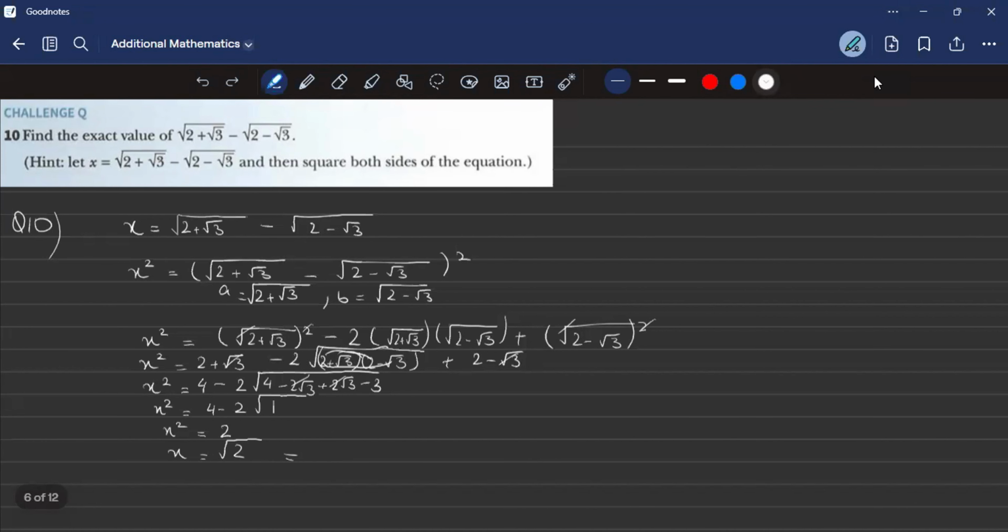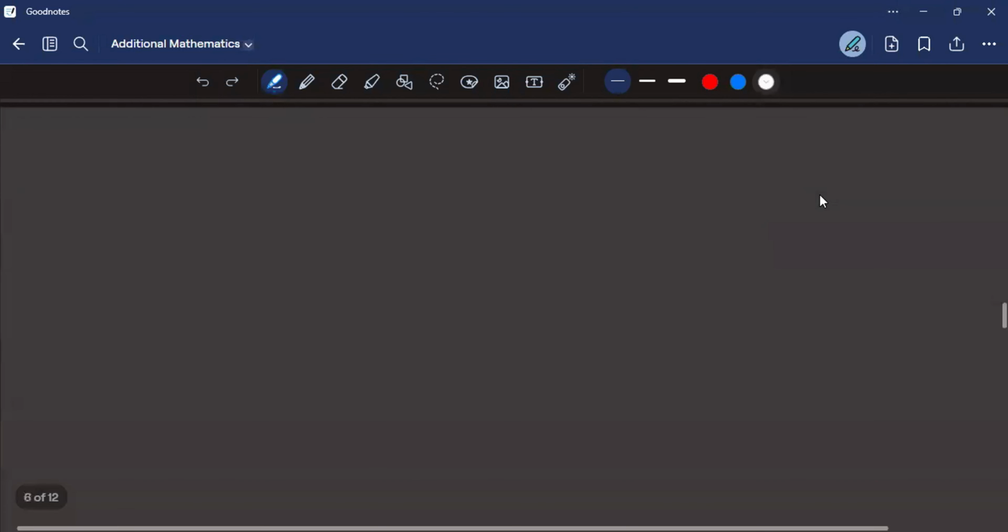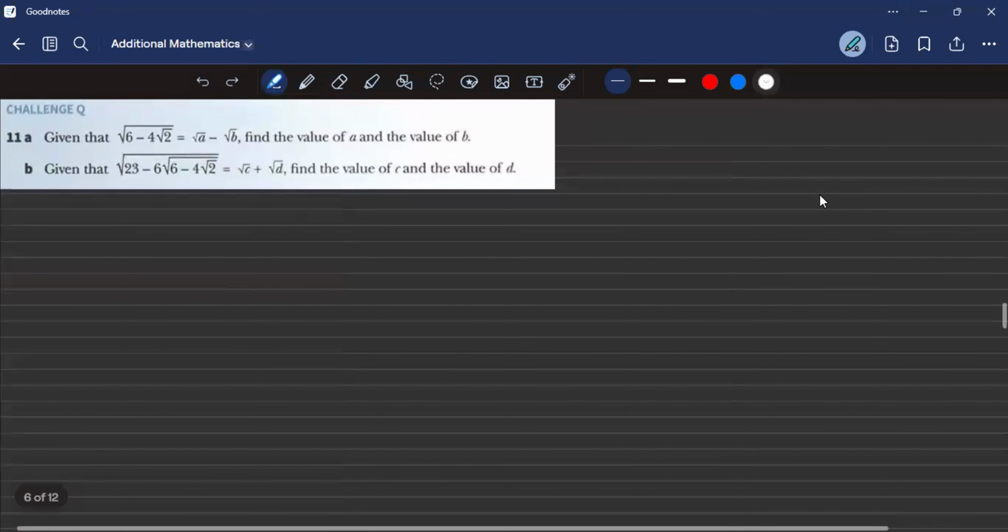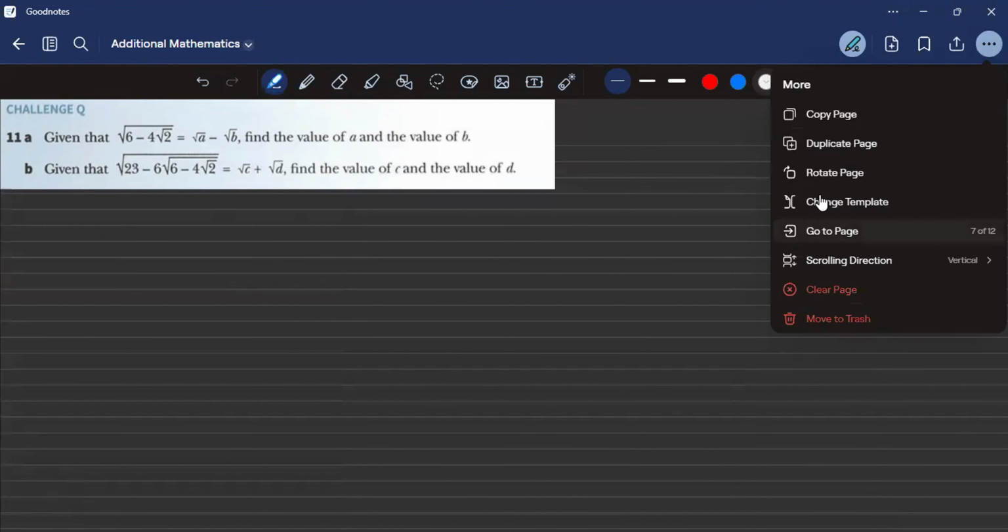I would not term that as easy. I mean, I would have found it really hard if this hint wouldn't have been given to us. So thanks to the book, we solved this, and it made our life easier. So challenge question 2, which is question number 11.